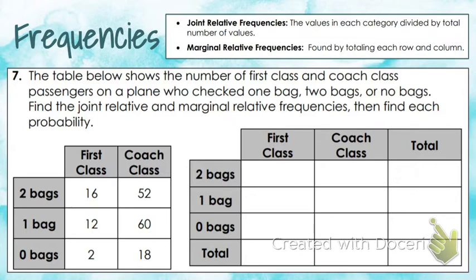So the table below shows the number of first class and coach class passengers on a plane who checked 1 bag, 2 bags, or no bags. Find the joint relative and marginal relative frequencies, then find each probability. So what this means is we're going to figure out what percentage each box is of the total number of people surveyed.